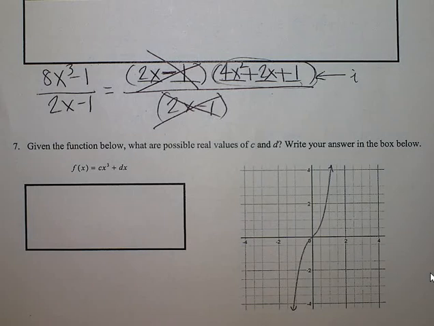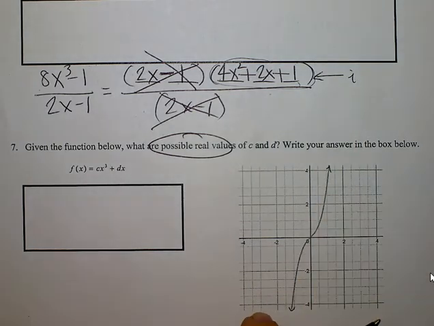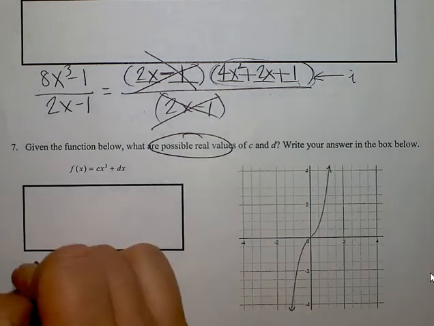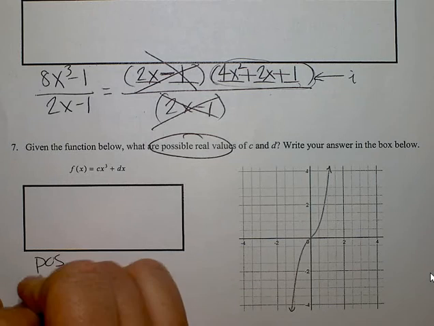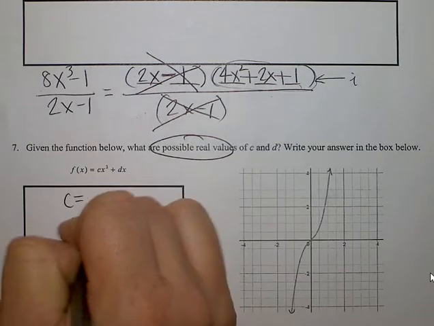Number 7 says, I want you to come up with some possible answers that are real. What are some possibilities? If you had to tell me a possibility that would make this graph look like this, okay? So here are your choices. You can choose a positive number, you can choose 0, or you can choose a negative. So write C equals and D equals.